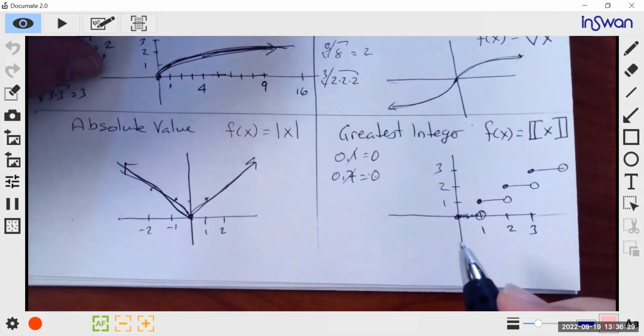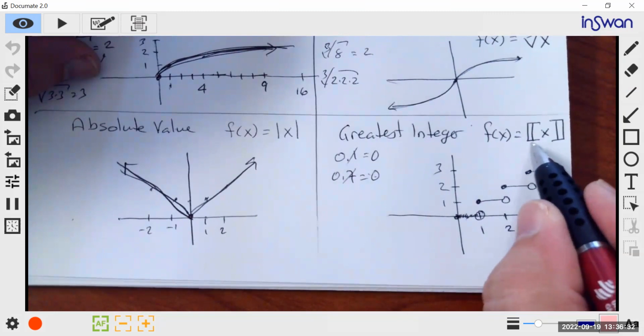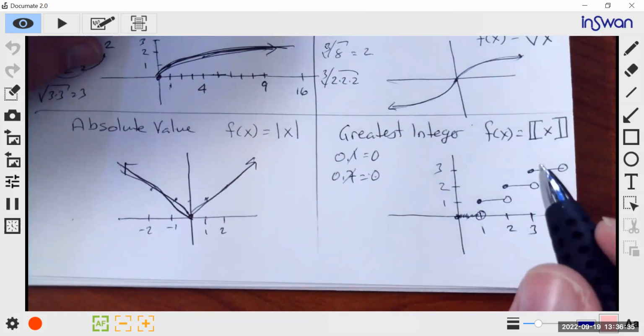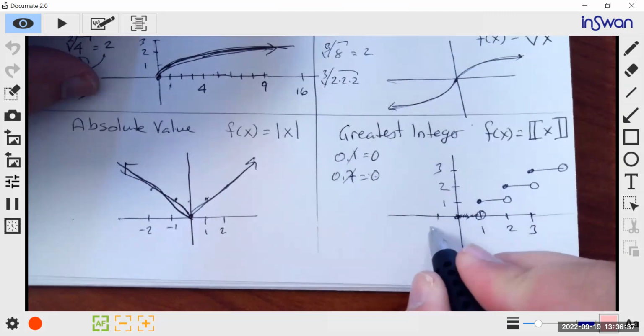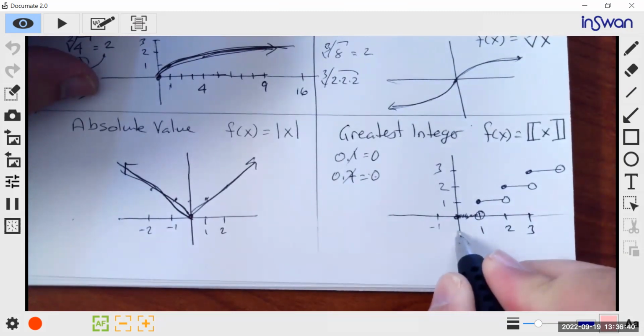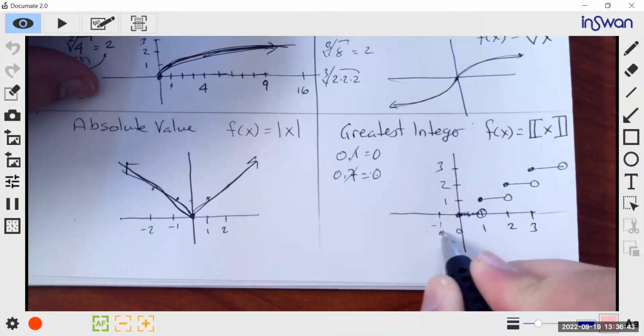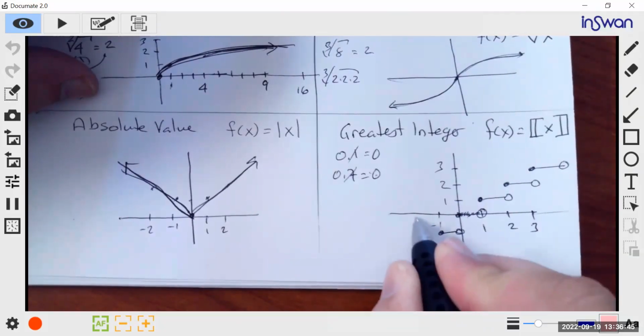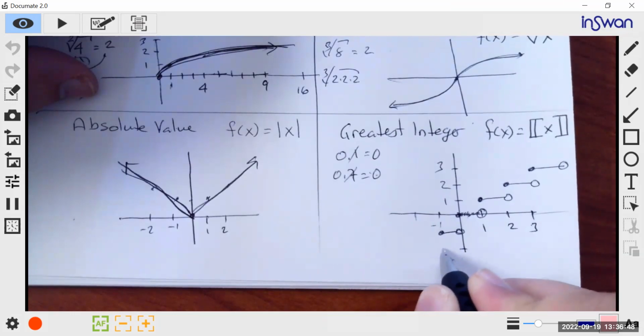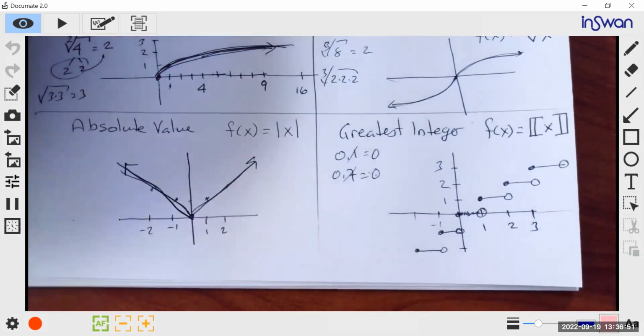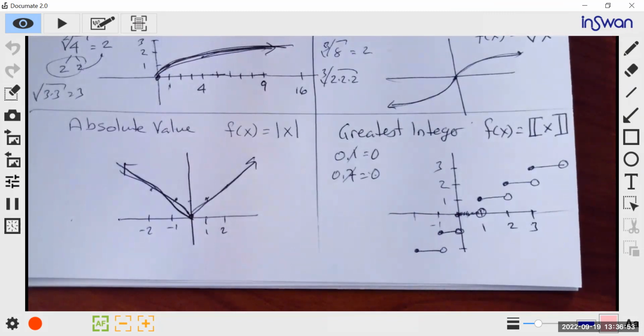What's that bracket called? The greatest integer function. And likewise with negatives. It works backwards. So you see why you call it a stair step function? It looks just like that. And I promise I won't give you too many of those. Maybe one. If you upset me.